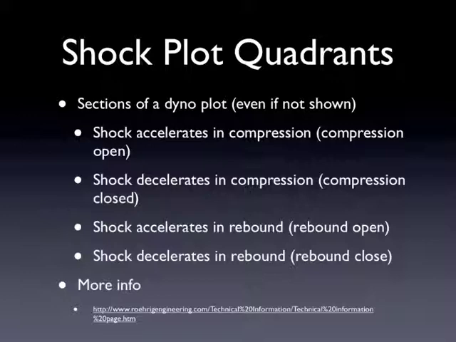We talked about this in our Shock 101 video, but if you think about a dyno plot, it actually has four quadrants, so four sections of the dyno plot. The shock accelerates in compression. The shim stack, in the case of a shock that uses shims, opens. And then the shock has to decelerate because it has to stop, turn around, and go the opposite direction. So it decelerates, and you want to see what the shims are doing as it decelerates. And then, as it turns around, it accelerates in rebound and decelerates in rebound. So again, those are really four things that you look at.